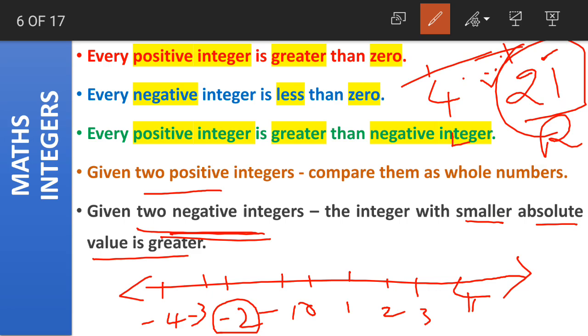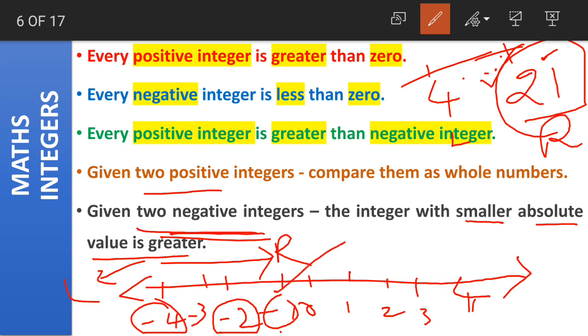Again, this statement can be proved using the right and left concept. If you take two integers -4 and -1 on the number line, tell me which is on the right side and which is on the left side. -1 is on the right side, right? So -1 is the greater number. But if you take the absolute values of -1 and -4, 4 is the greater number and 1 is the smaller number. What is it saying here? The number with the smaller absolute value is greater. 1 has the smaller value here, so -1 is greater.